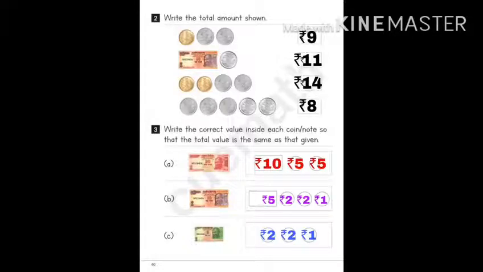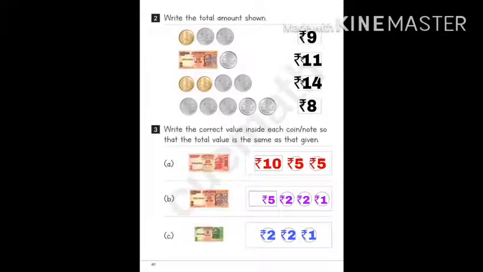Then the second is 1 10 rupee note and 1 rupee coin. So altogether we get 11 rupees. Then 2 coins of 5 rupees and 2 coins of 2 rupees. So altogether when we count, we get 14 rupees. Then 3 coins of 2 rupees each and 2 coins of 1 rupee. Together when you count, you get 8 rupees.